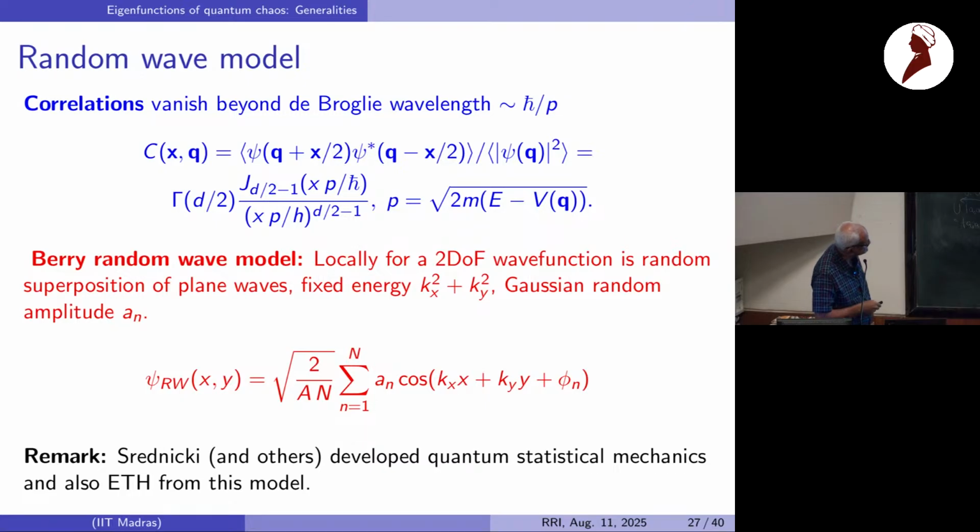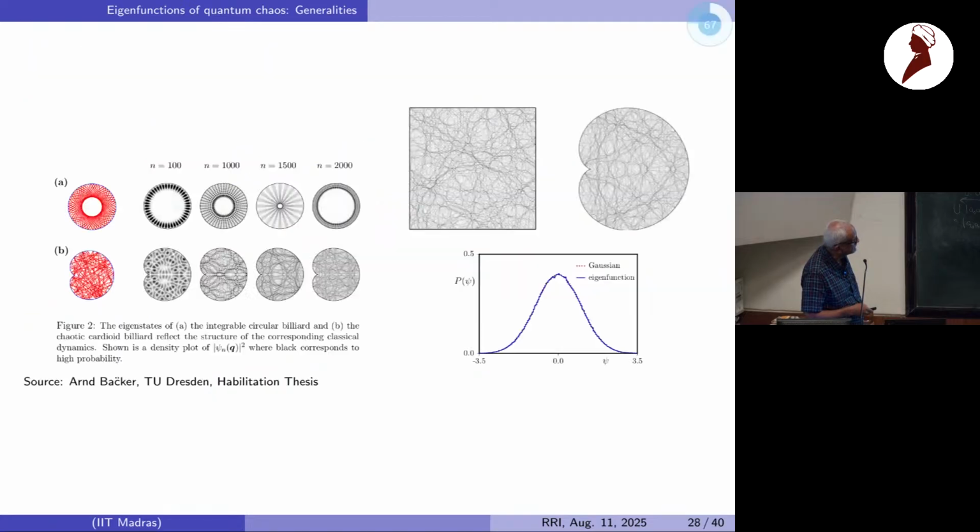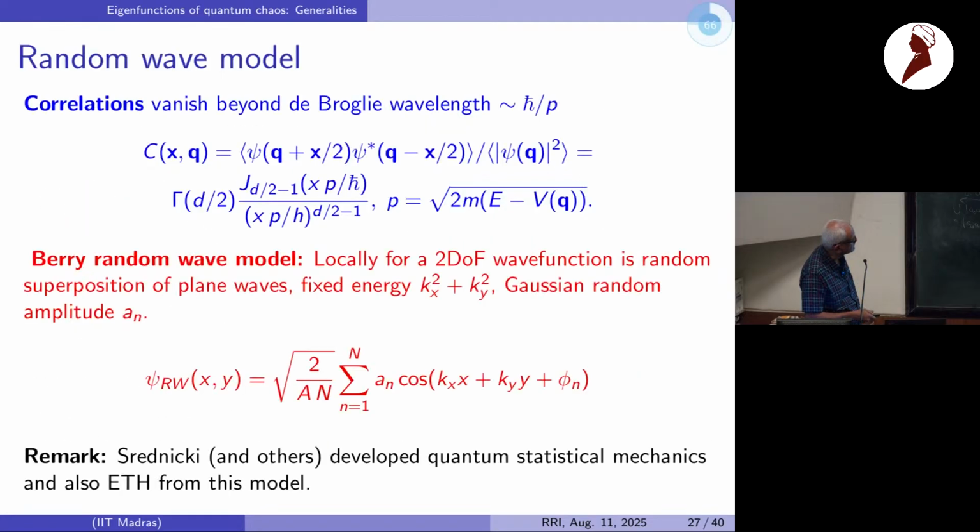There's also another model made by Berry, which is related to this, called the random wave model, and that assumes the following. It assumes that locally, wave functions, 2 degrees of freedom wave functions for example, are a random superposition of plane waves. So locally meaning locally in momentum or energy. So let's just think of billiards, because in billiards there's no potential, it's a free particle. So plane waves are natural in that, but it's bouncing around and then there's interference.